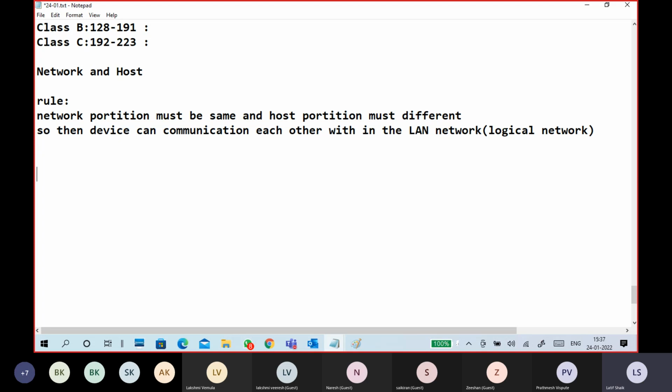Based on that rule, we explain it like N.H. N means network, H means host. N is 1, H is 1. This is one PC address. I have PCA. Network ID is 1, host ID is 1. Now I have PCB. Network ID is 1, host ID is 2. Can PCA and PCB communicate with each other or not?